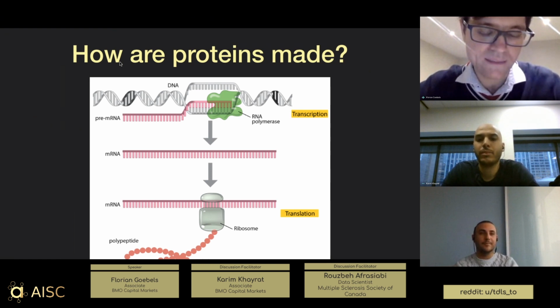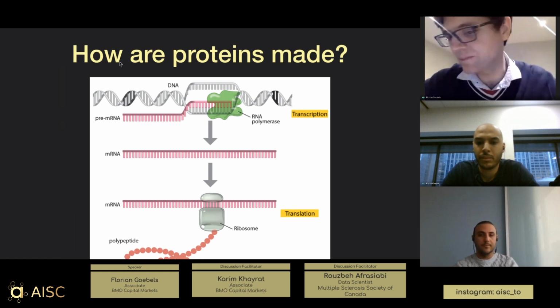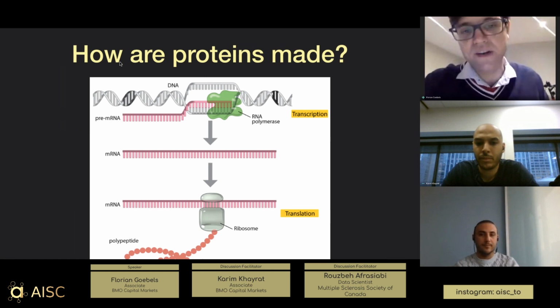And in the process called transcription, the RNA polymerase translates DNA to a kind of pre-mRNA. And this pre-mRNA is processed. Some pieces of the pre-mRNA are spliced out and modified. And this creates mRNA, and the M stands for messenger. So this messenger RNA is, in a nutshell, the sequence or the blueprint of the protein.